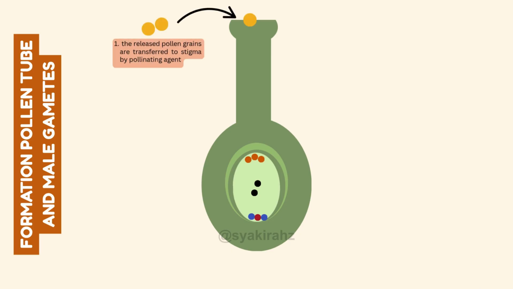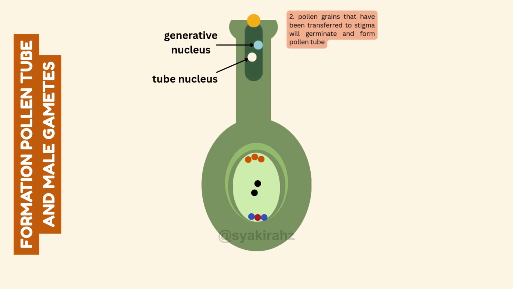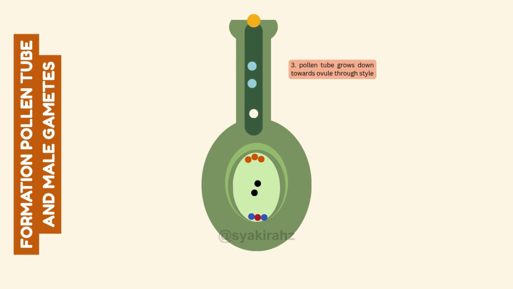First, the released pollen grains are transferred to stigma by a pollinating agent. Then, pollen grains that have been transferred to stigma will germinate and form a pollen tube. The pollen tube grows down towards the ovule through the style, while the generative nucleus moves along and will divide by mitosis to form two male gametes.